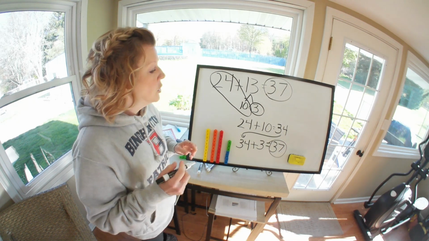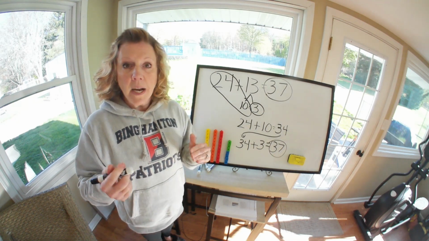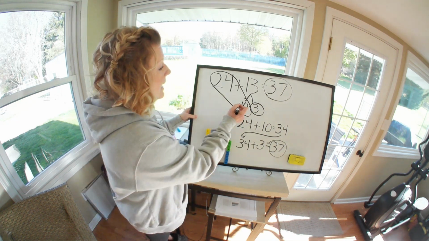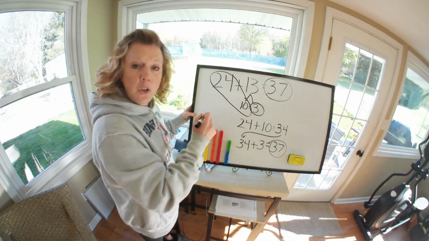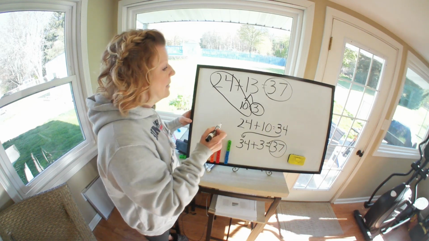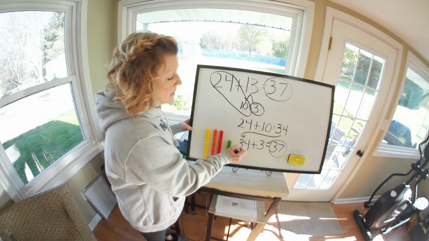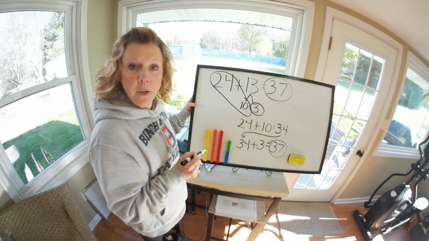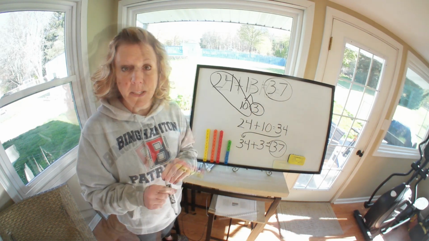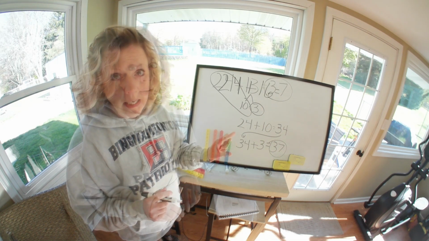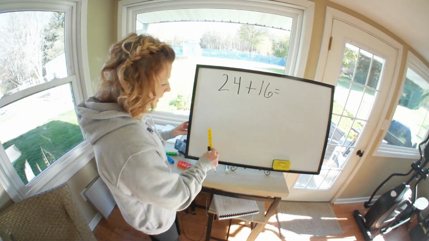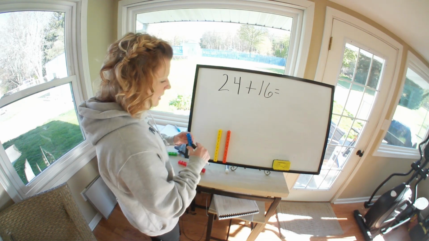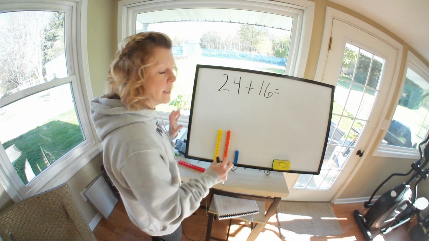Absolutely it does. So what we're doing is breaking down the smaller number, and then adding the 10s to the first number we have, and then we're going to come up with an answer, bring it down, and then you're going to add the number that you have left over, which is the 3, to come up with your 37. 24 plus 16, right? So I'm going to have 10, 20, 20 plus 4 is 24.